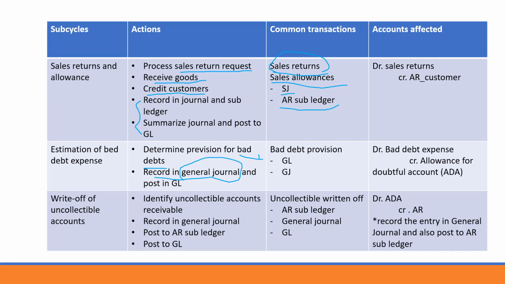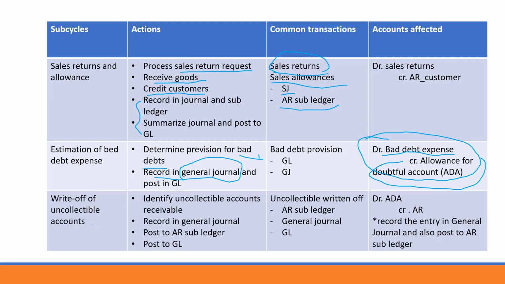Okay, I wrote it here as well. So the entry is debit bad debt expense, credit allowance for doubtful accounts, which oftentimes we call ADA. So notice that bad debt expense is an income statement account. Okay, this is an income statement. And then ADA is a balance sheet account. So this is also one of the year-end adjustments that you're going to work on. So please pay attention to that.